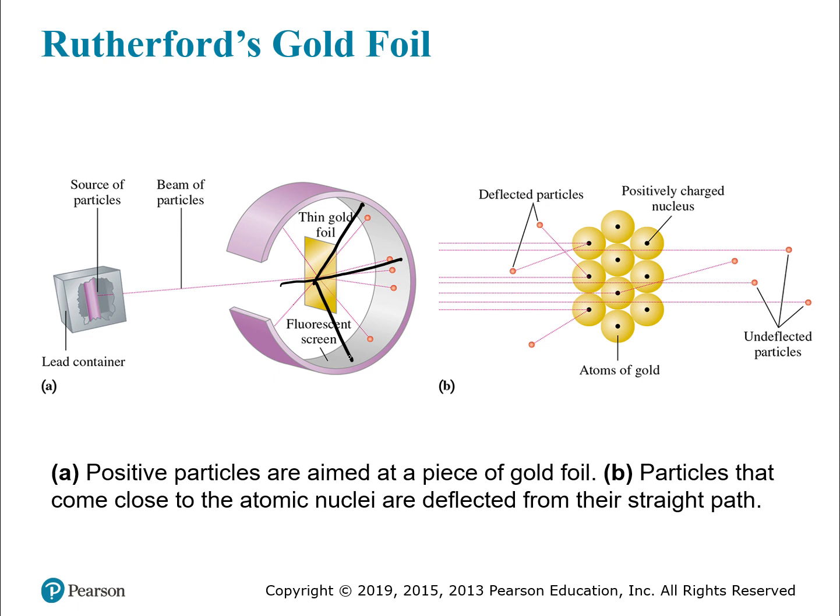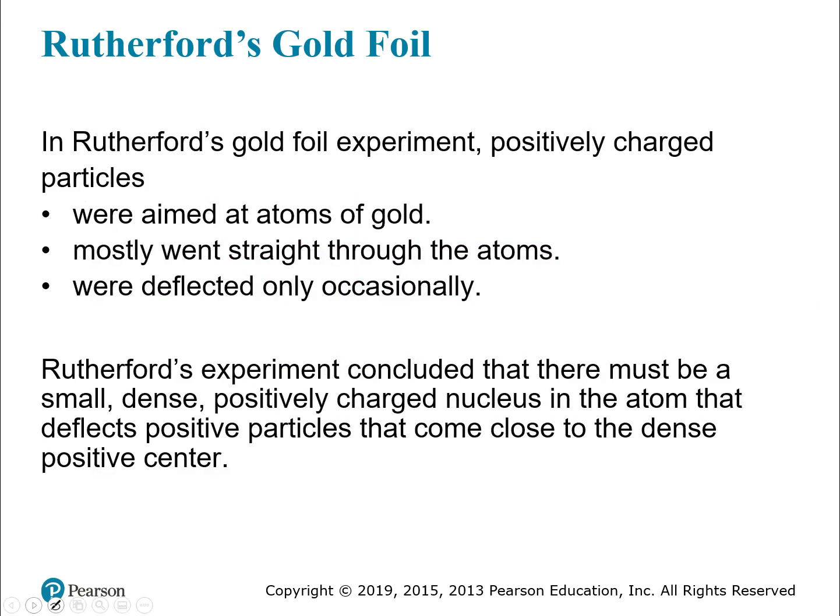They didn't expect to see deflected particles, but they did. So most of them went straight through. Most of the large particles went straight through. But there were some deflections. And the deflection said, well, there must be something massive enough to make these large particles change direction.